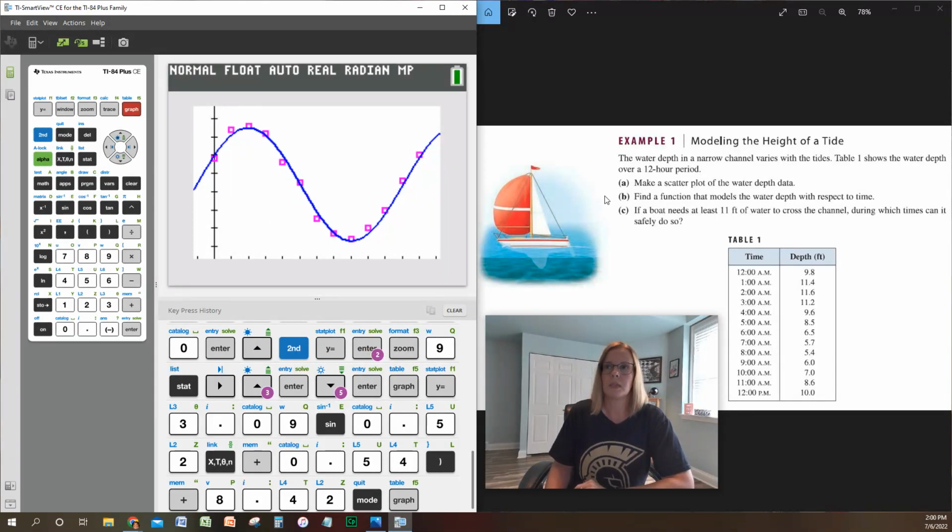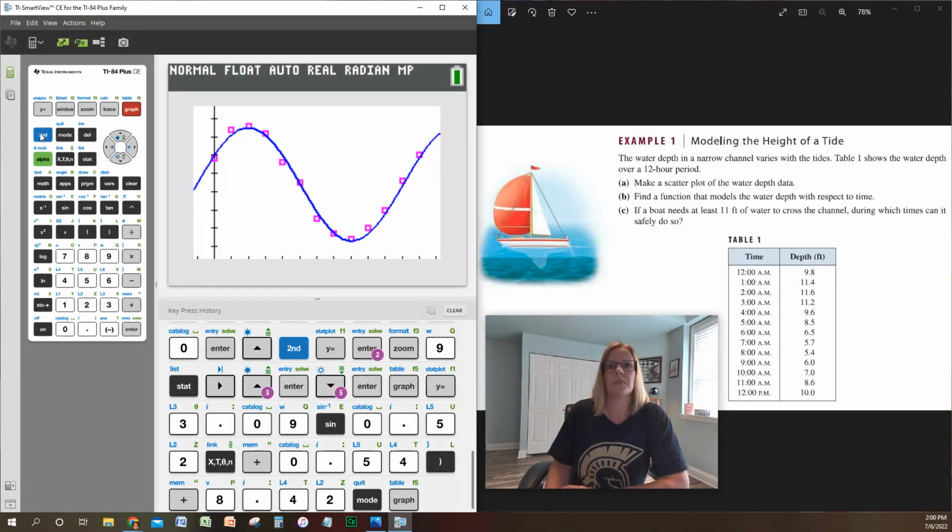So that's part B in our example: find a function that models this situation, the water depth with respect to time. Okay, so we've done that. Now we have to take a look at part C. So we've entered our data, we have our equation, now we get to do something with it. It says, if a boat needs at least 11 feet of water to cross the channel, during which times can it safely do so? Okay, so we're going to use our calculators to do this too.